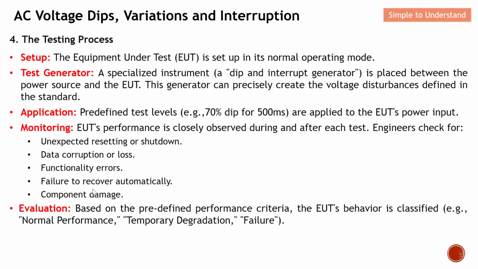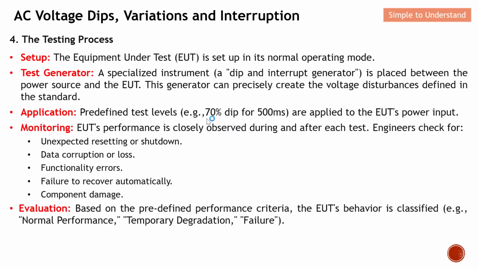Next, on component damage, for example, some capacitor may break. Because of this form of test, you need to check whether there is any component damage or not. Coming to the evaluation, based on the predefined performance criteria, the EUT behavior is classified under normal performance, temporary degradation, or failure. It doesn't mean that temporary degradation fails the test. Some devices allow you to have some temporary degradation. So this is how we do the test process for the AC voltage dip, variation, and interrupt.